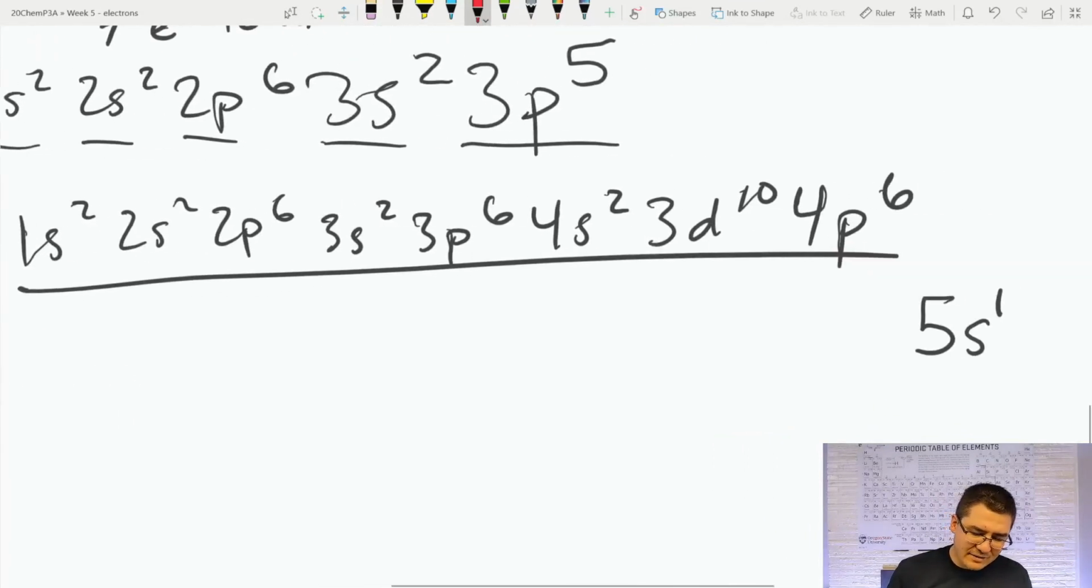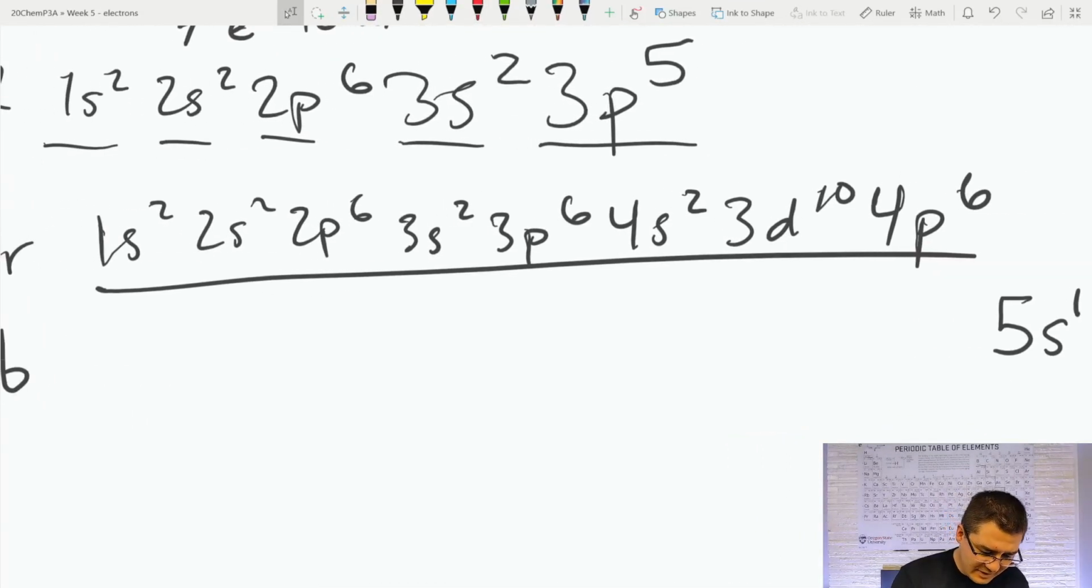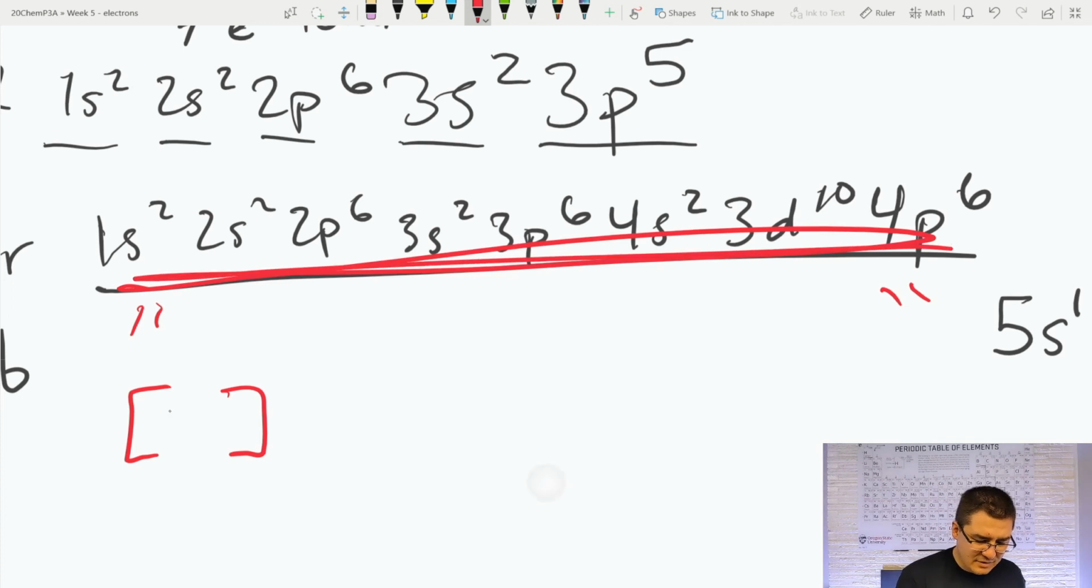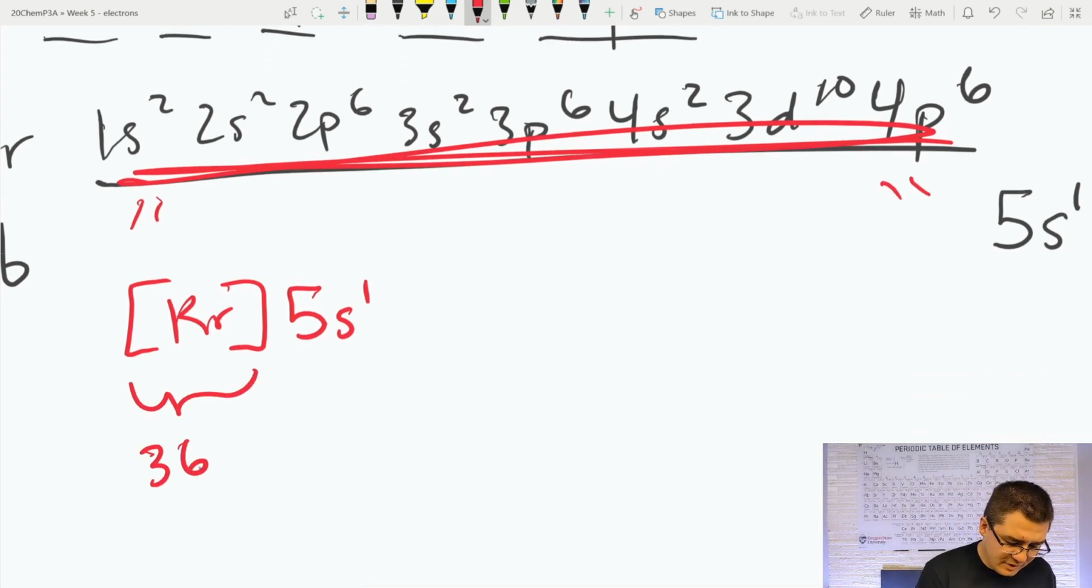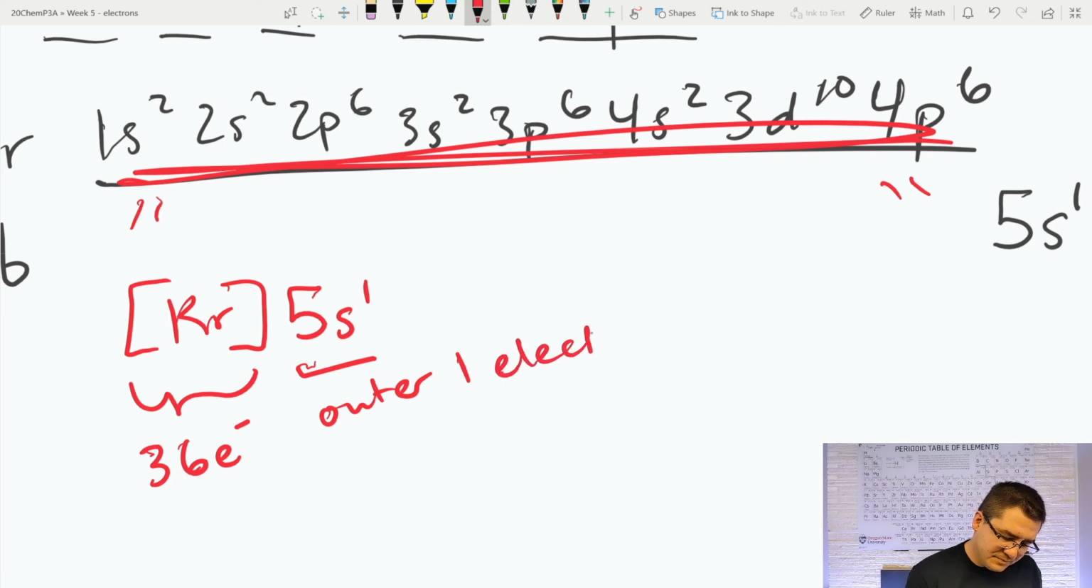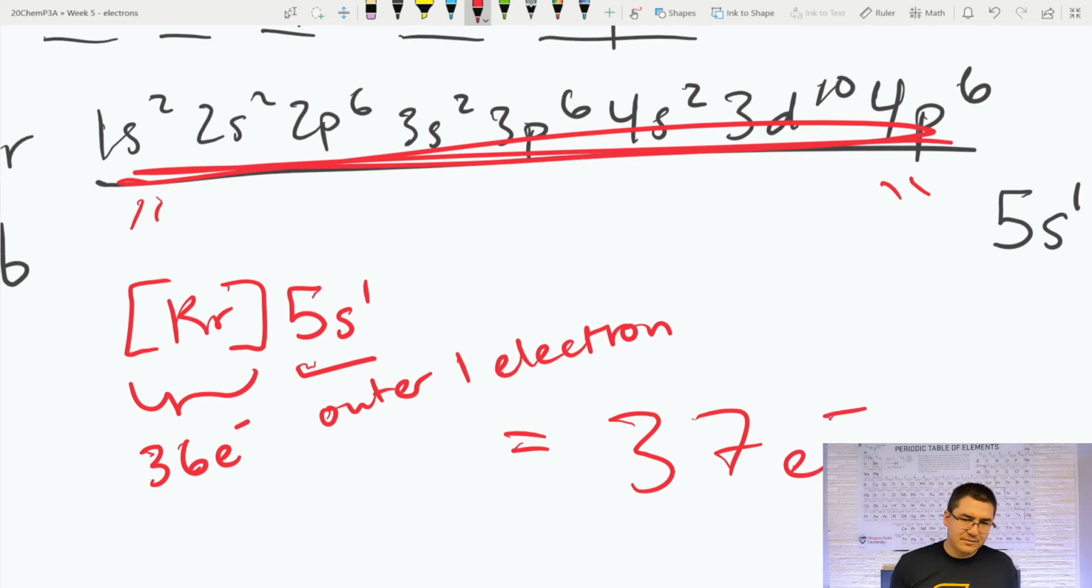Okay, I could write that all, or I could abbreviate this whole thing, right? I could abbreviate that with what it really is. So these 36 electrons represent Krypton, and then I need to throw in one more electron. So this would be the core, 36 electron core, and then this is the outer 1 electron. And we add that up and we get 37 electrons total. So Rubidium has 37 electrons, which is one more than Krypton, right?